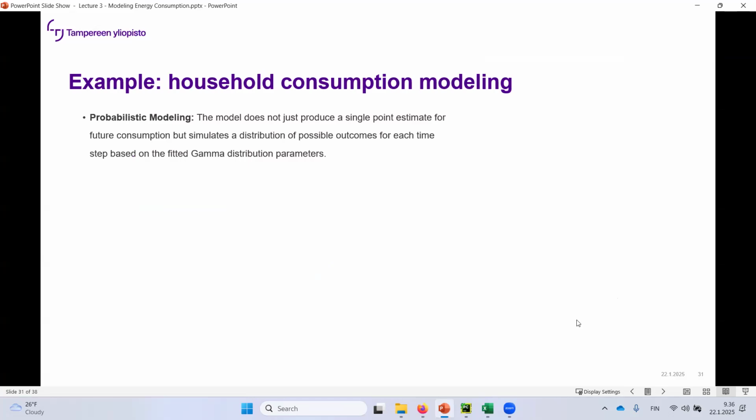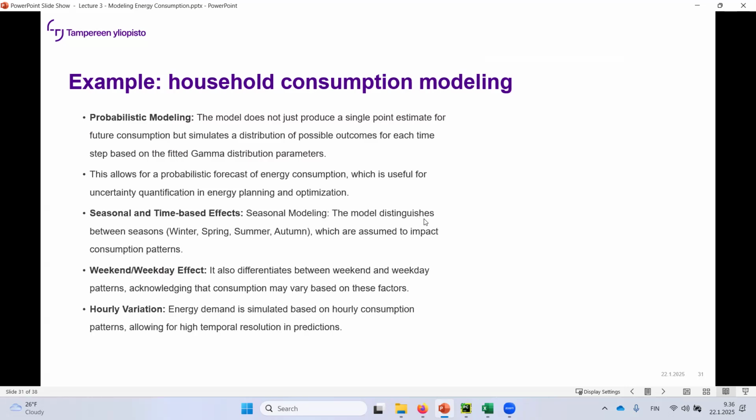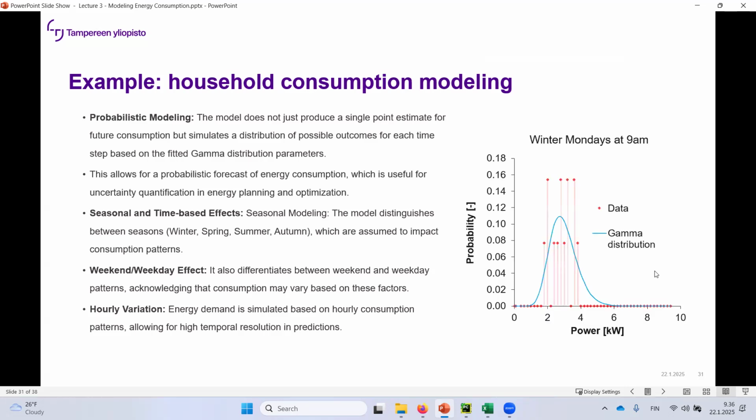So what happens next is I'm using probabilistic modeling. It takes into account seasonal, weekend, hourly variation, and so forth. So this is an example of the data set. I put those red lines in there so you could more easily see the points. So winter Mondays at 9 a.m. This is all the data I have. It's not much, but it's honest work.